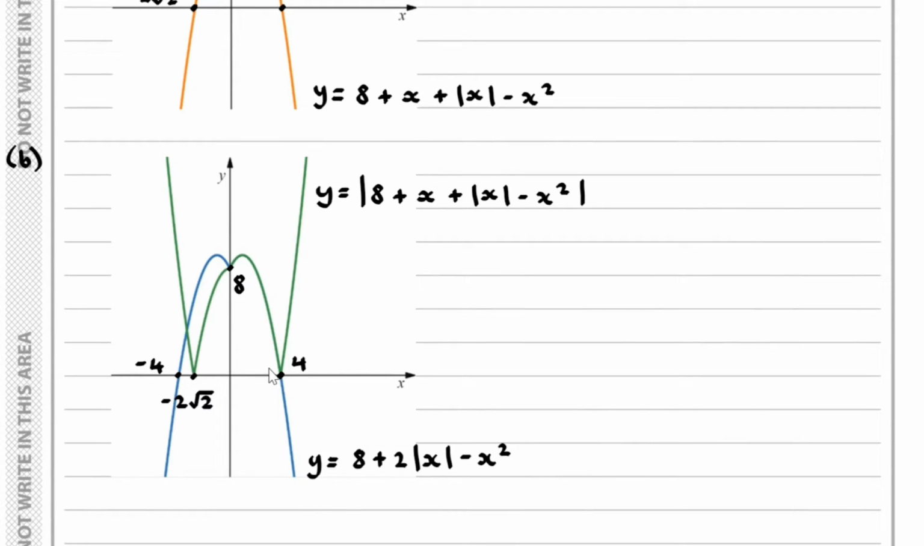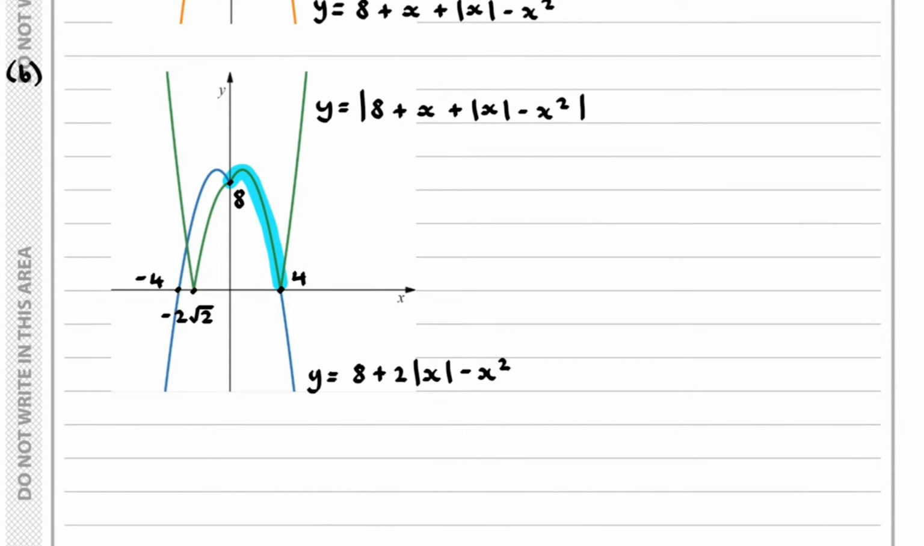here is what we need to solve simultaneously. We've got y equals the absolute value of 8 plus x plus mod of x minus x squared, and here we've got y equals 8 plus 2 times the mod of x minus x squared. We need to find out where those graphs are equal. Now, they are equal clearly in between 0 and 4, and they are also equal at some point over here. So what we need to do is find out somehow what this point here is.